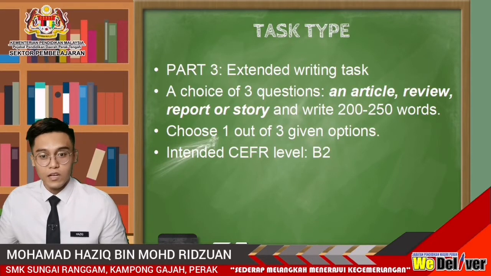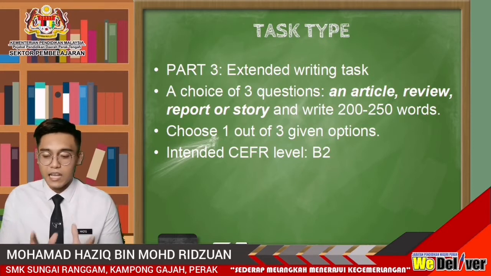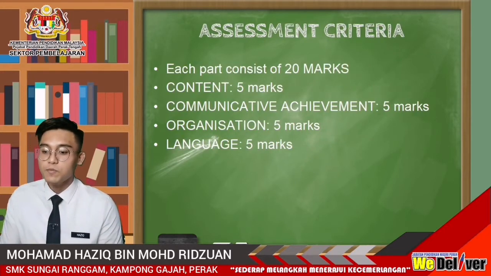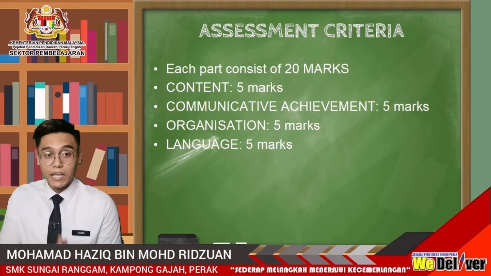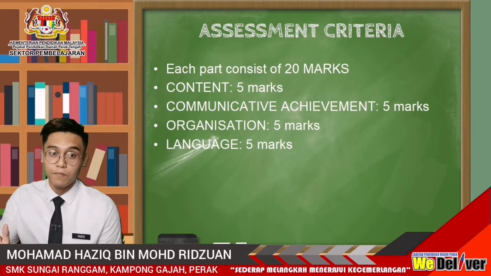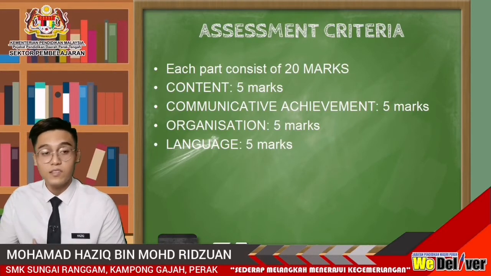Alright, so we are clear of the sections. Now, the assessment criteria on how you will be assessed this time around. Before this, it's different, and this time around there will be 4 components. Yeah, each part consists of 20 marks. So part A 20 marks, part B 20 marks, part 3 20 marks, altogether 60 marks for writing. Okay, so content will be 5 marks, communicative achievement will be 5 marks, organization 5 marks, and language will also carry 5 marks. So altogether 20 marks. It's the same for all 3 sections.